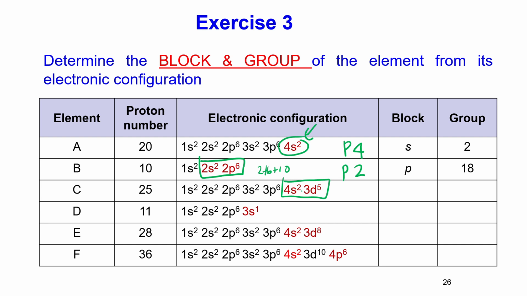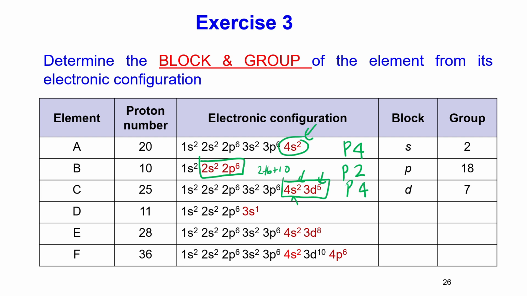For C, to determine the period we look at the largest principal quantum number, so period 4. Then we have D, 3d5. This one ends in D, so it is block D. For elements in block D, we do not need to add 10, just add 2 from 4s2 with 5. So it is group 7.